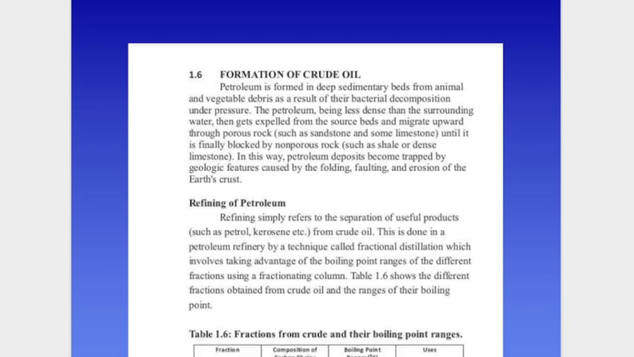So let's get into the formation of crude oil. Petroleum is formed in deep sedimentary beds from animal and vegetable debris as a result of their bacterial decomposition under pressure. The petroleum, being less dense than the surrounding water, then gets expelled from the source beds and migrates upwards through porous rocks until it is finally blocked by non-porous rocks, such as shale or dense limestones. In this way, petroleum deposits become trapped by geological features caused by the folding, faulting, and erosion of the earth's crust.